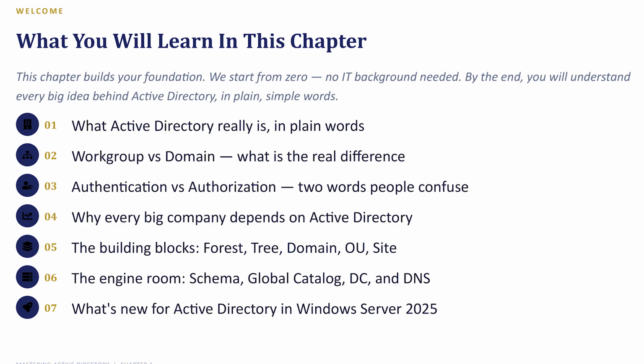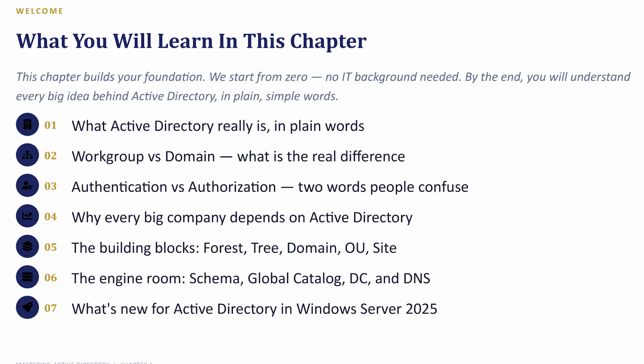All right, family, let's begin with slide 1. Look at what is written on the screen. What you will learn in this chapter. The slide tells us that we are starting from 0. This is important because Active Directory looks very intimidating when you first see words like forest, tree, domain, organizational unit, global catalog, domain controller, DNS, functional level. If you don't understand the function, these words can sound like completely unrelated things, but they are actually connected.